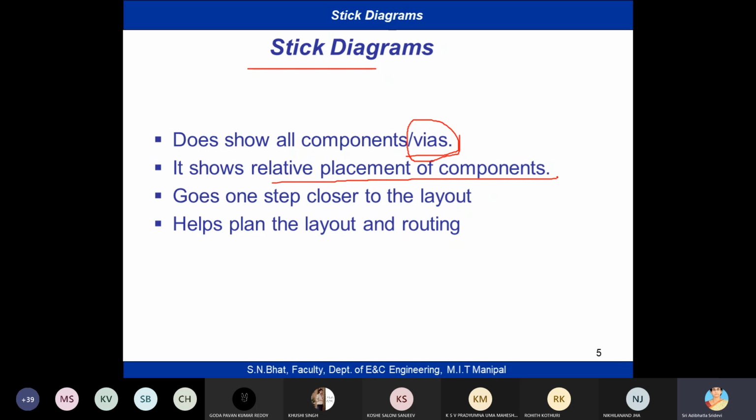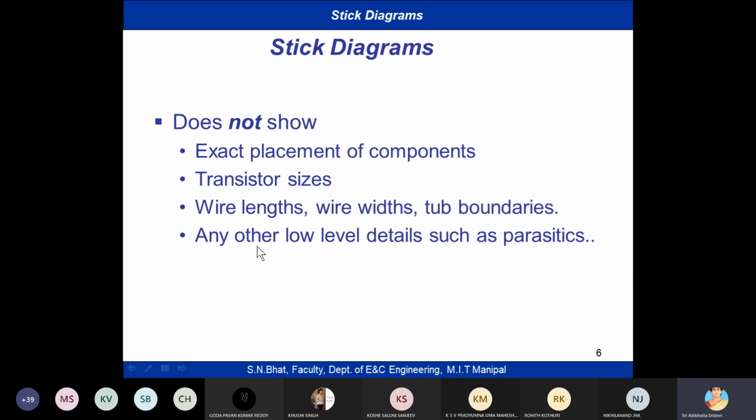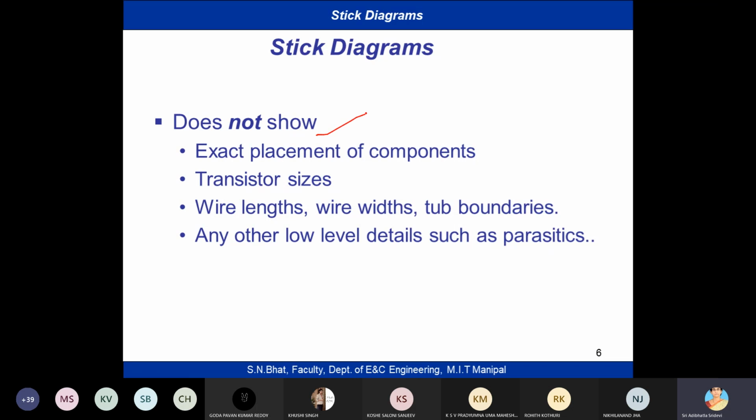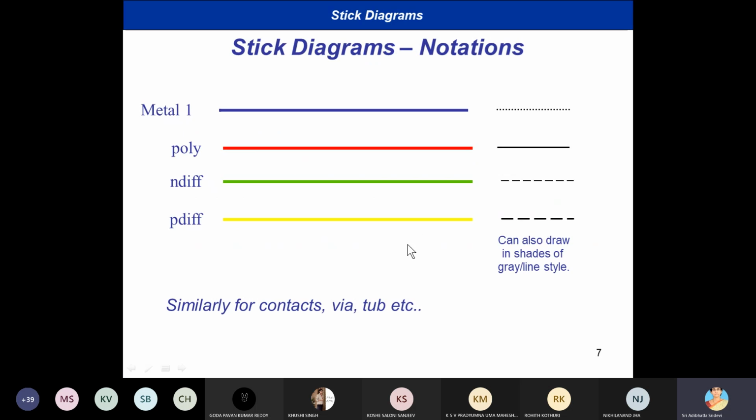They will not show exact placement. They will not show exact dimension also. They will not show exact transistor sizes, exact wire lengths, wire widths. Okay, so only what they will do is just give us an idea of the layout.